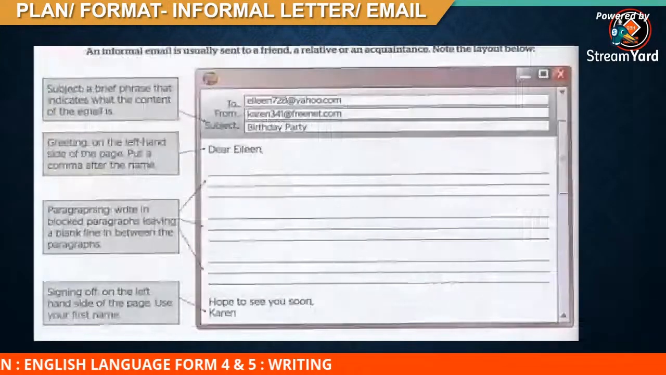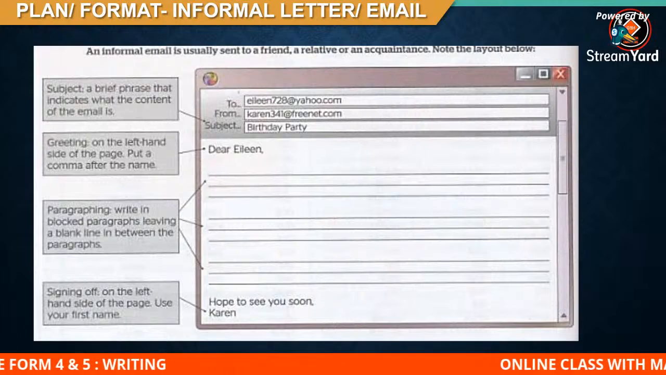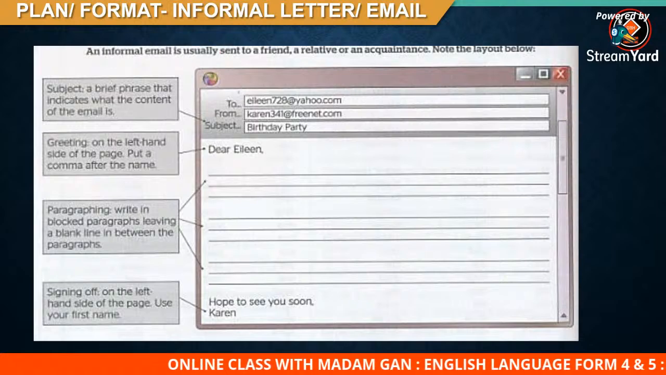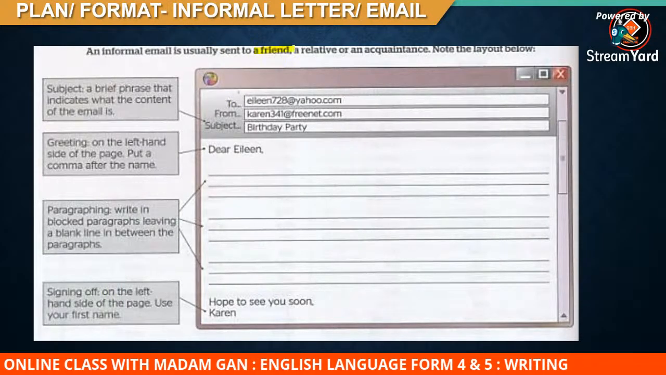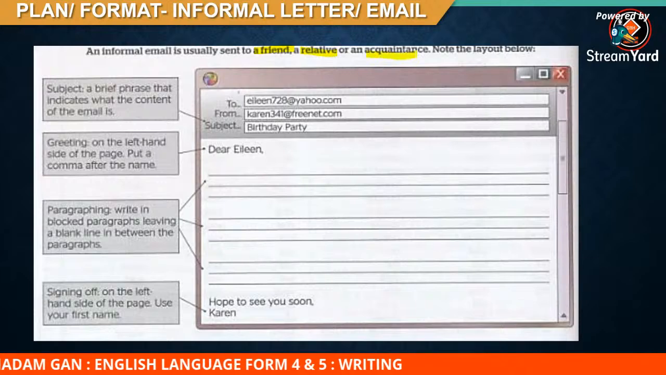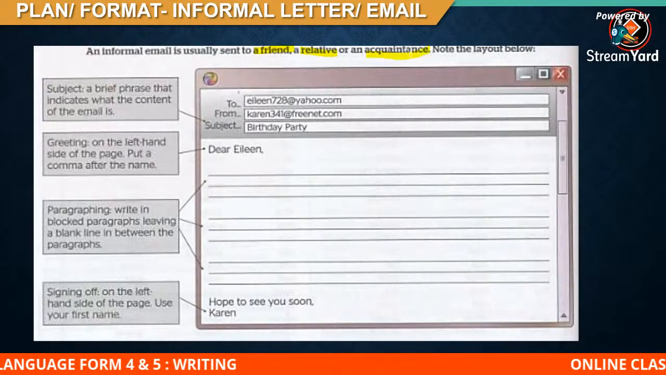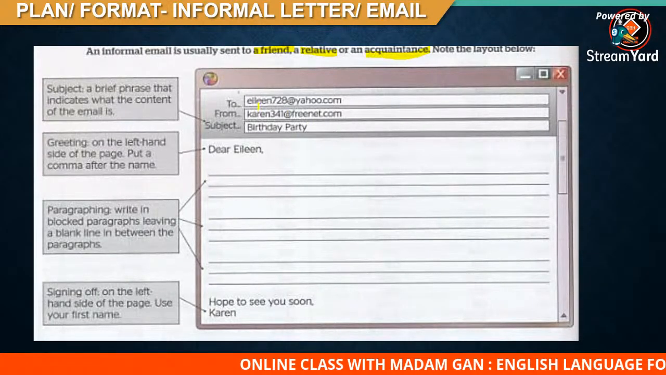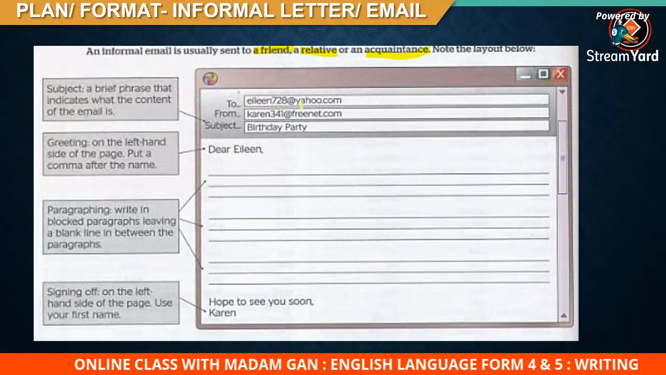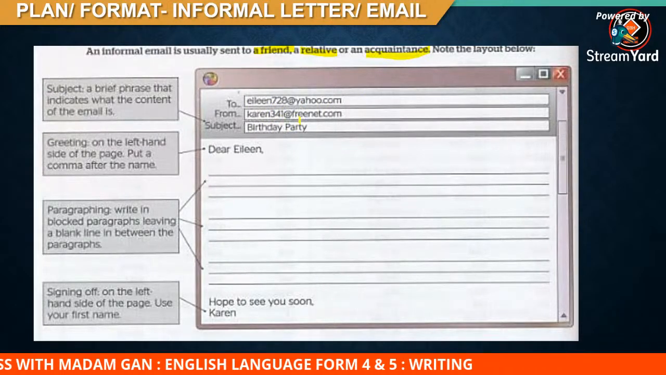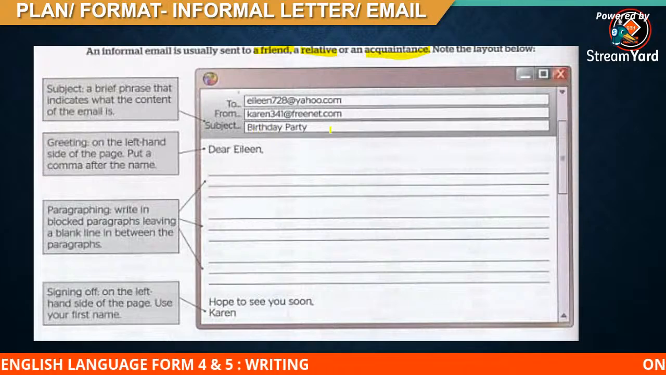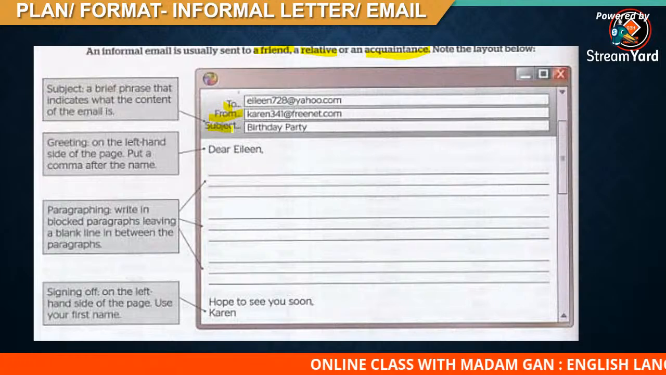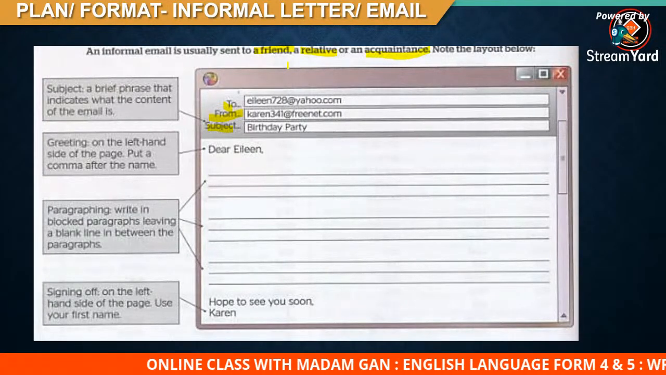So first of all, let's look at the informal email format. Okay, I'll use the highlighter here. It is usually sent to a friend, a relative, or an acquaintance. An acquaintance is somebody that you know. It can be a relative, your cousin, your nephew, or your niece. Here, don't forget again, Elaine728 at yahoo.com, Karen341 at freenet.com. Subject, birthday party. So remember to write to, from, and the subject if they give it to you. This is also taken from the Form 4 textbook.